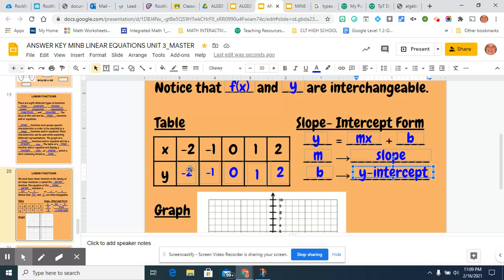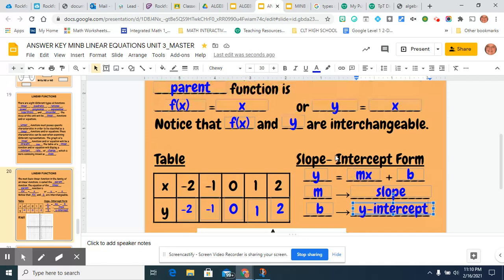Here, we can see that our rate of change is as our input grows, our output grows by the same amount. So from -1 to 0, we increase by 1. Increase by 1, increase by 1, increase by 1.